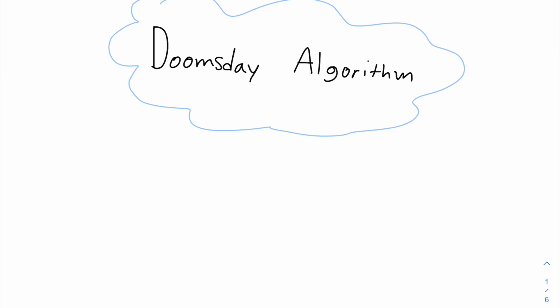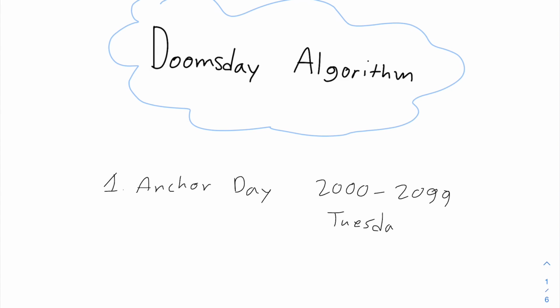First off, the Doomsday Algorithm works by knowing three specific things. Number one is the anchor day, and this varies upon the century in which you're trying to find your date. For example, the current century, which is from 2000 to 2099, the anchor day for that is Tuesday. And then if you go on to the next century, for example, 2100 to 2199, the anchor day is Sunday.